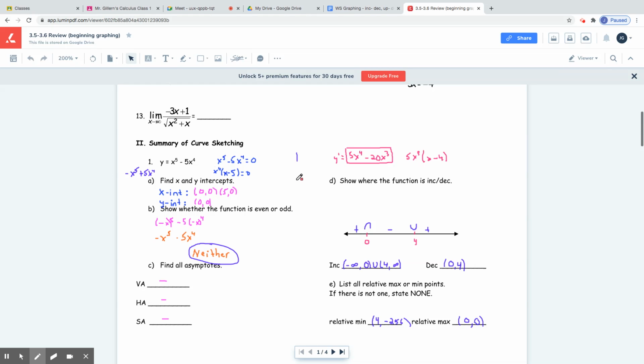All right, so all 6 of these things here have to do with the original function. All 6 have to do with the original function. Any questions on those first 6 things?